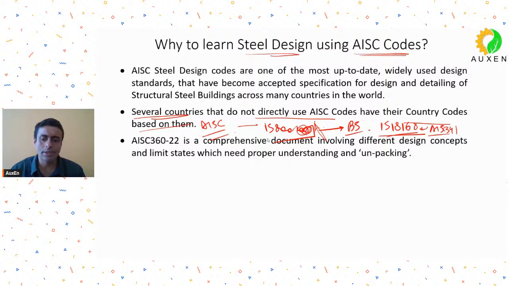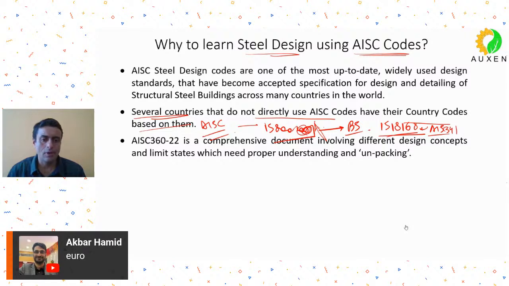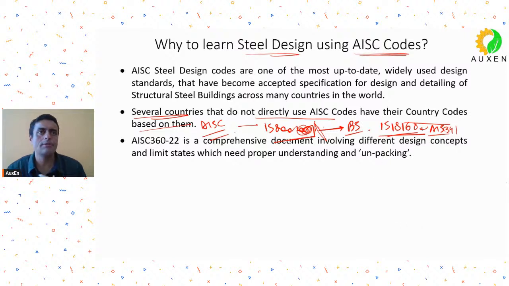IS 800 is based on the British standard, or Euro. I mean, earlier it was all British, then it became Euro, and now, since the separation of Britain from Europe, I think they have come back to British standards. So IS 800 historically has been based on the BS, British standards. Interestingly enough, IS 18168, the ductile design detailing code for steel structures, is a total copy from AISC. So what I want to say is that even though you may not be using AISC standards, your code might be based on it.